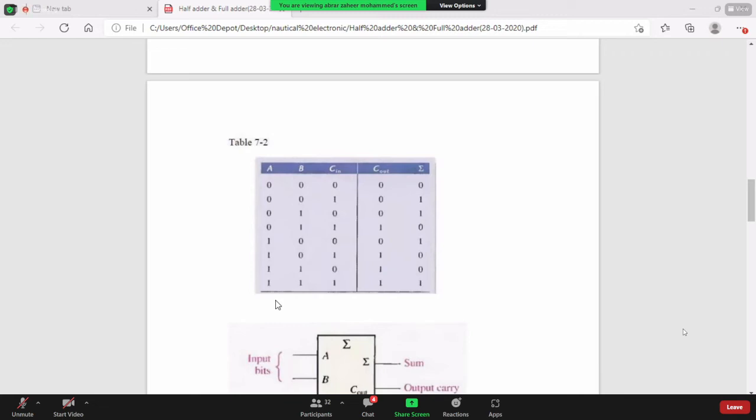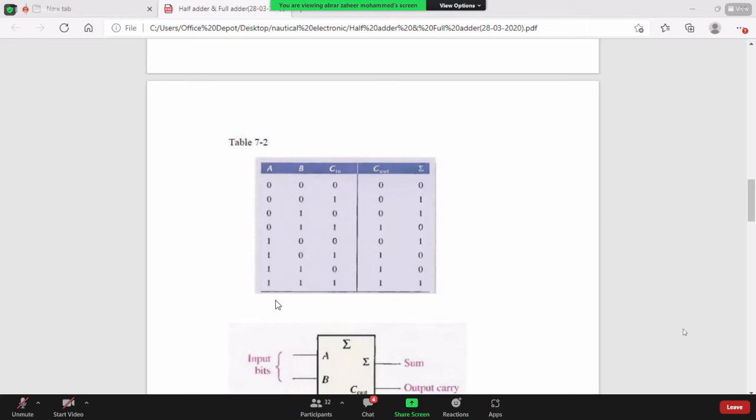Next input is 1, 0, 1. So 1 plus 0, sum is 1, and again 1 plus 1, sum is 0 and carry is 1. Next input is 1, 1, 0. So 1 plus 1, sum is 0 and carry is 1. Again 0 plus 0, sum is 0 and carry is 1.